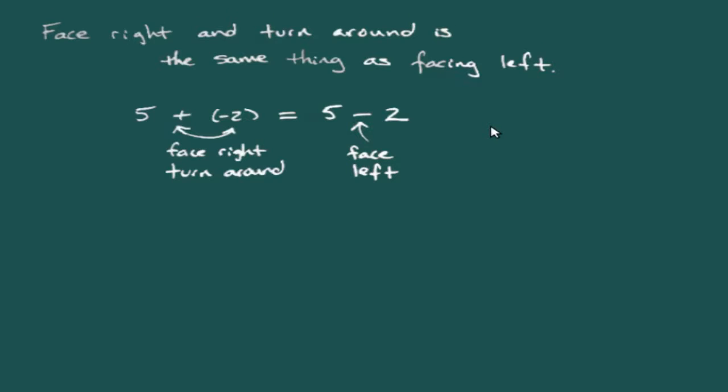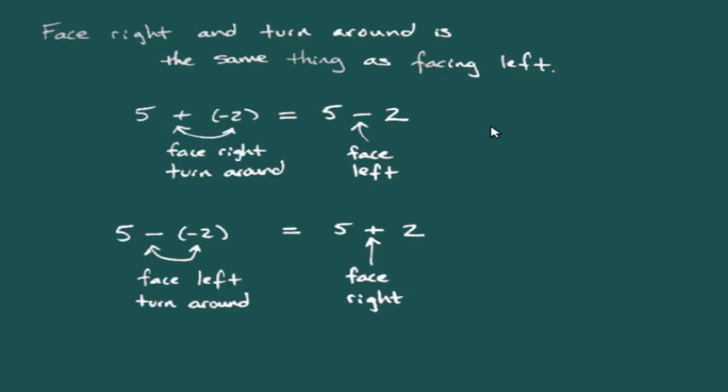And the same thing works if we have subtraction. So let's suppose that we have 5 minus the -2. Well, how does that work? Well, we see the subtraction and it tells us to face to the left, and then the negative tells us to turn around, to change the orientation from whichever direction we're standing. So face to the left and turn around is exactly the same thing as face to the right. And so 5 minus the -2 is really 5 plus 2.